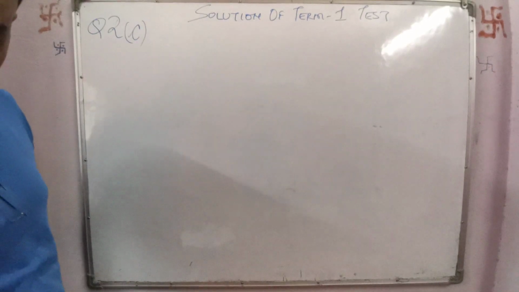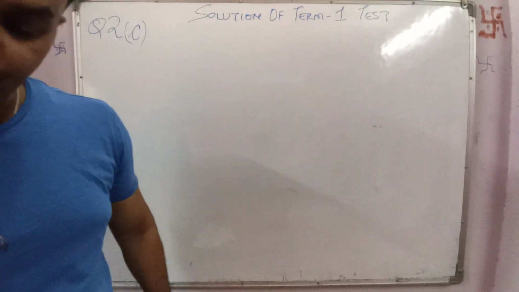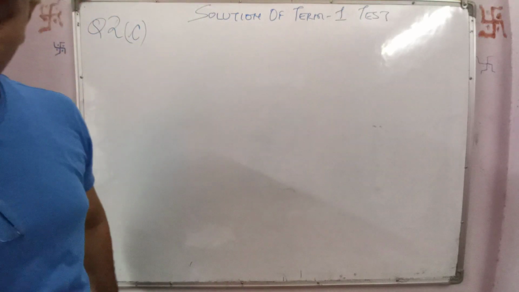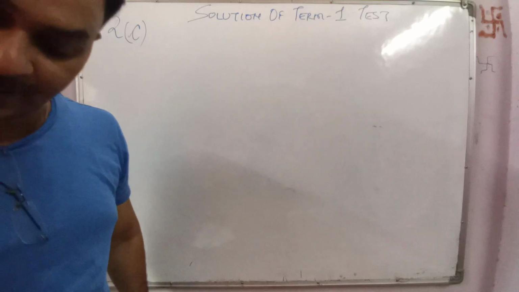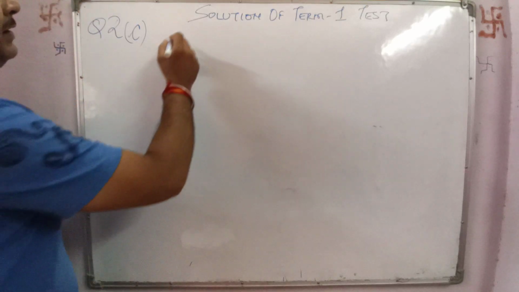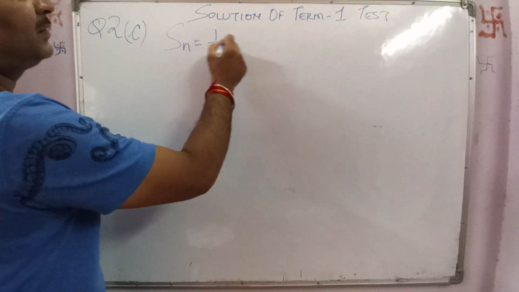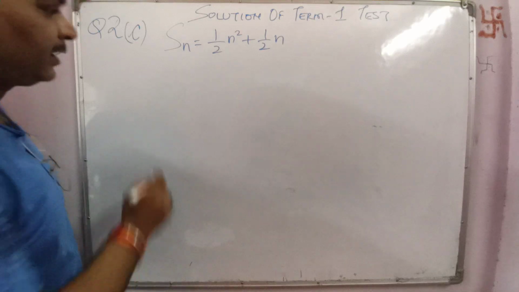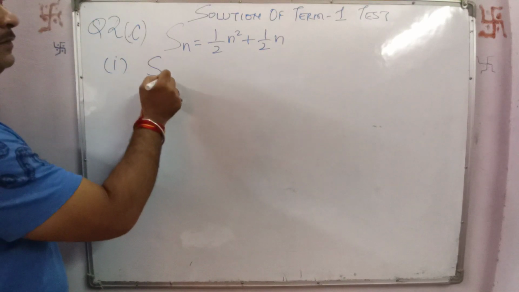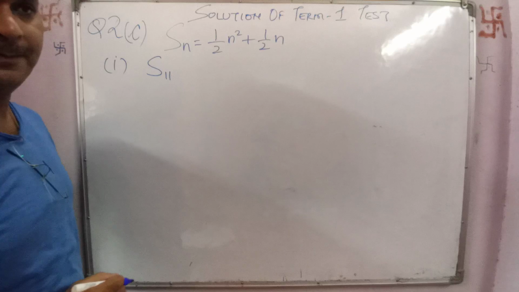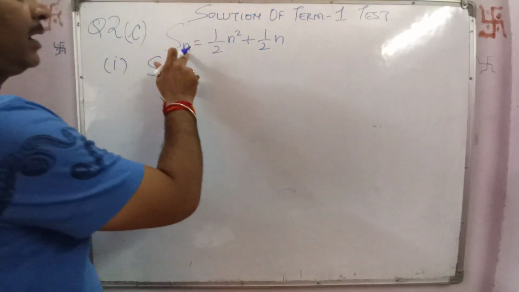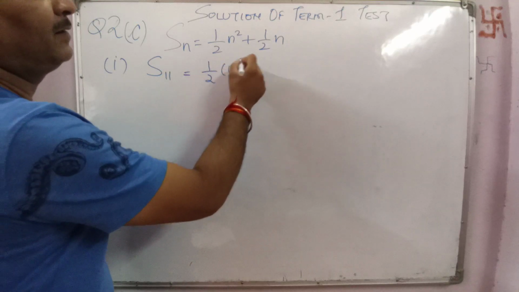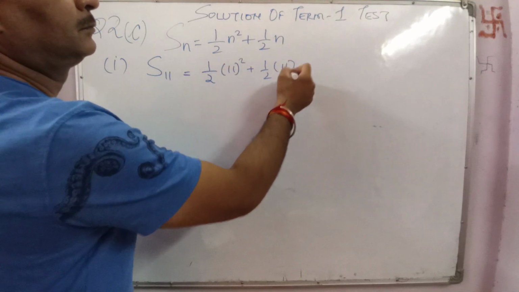Okay, question number 2, C part. The sum of the first n natural numbers is given by half of n square plus half of n. Now you need to find out the value of the sum of the first 11 natural numbers. So it is given that the sum of the n natural numbers is equal to half of n square plus half of n. Now they are asking in the first part, you need to find out the sum of the 11 natural numbers. It's very simple. At the place of n, what is there? 11. So replacing n by 11. This will give you 1 mark.